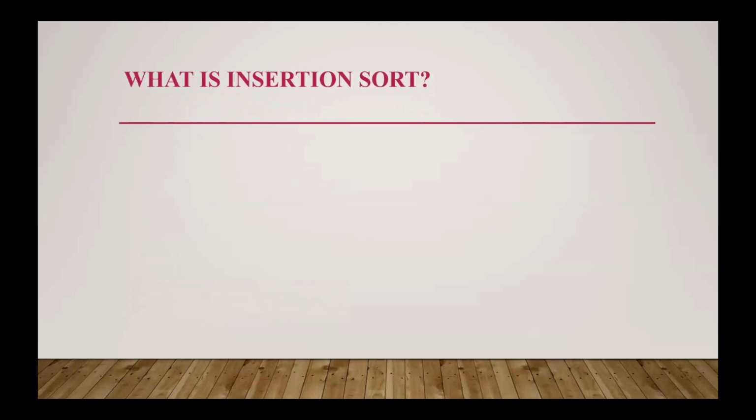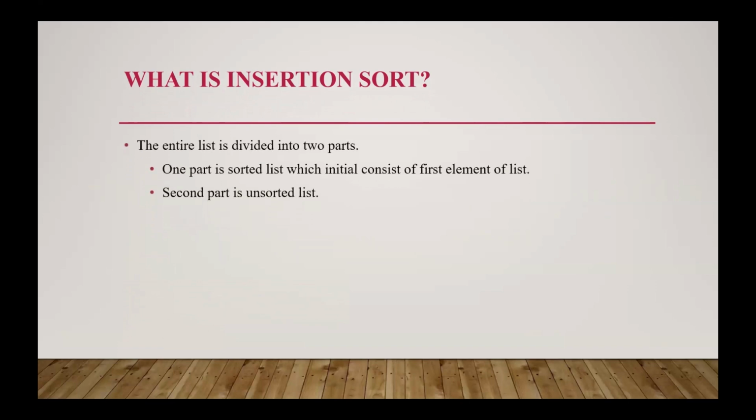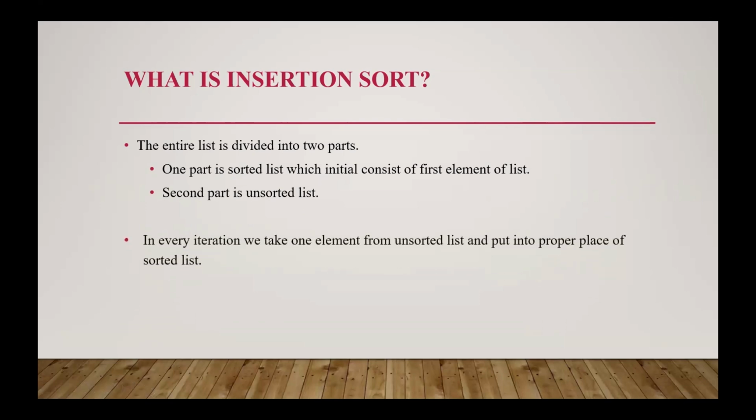So let us understand what the insertion sort is. By the name, insertion sort means the entire list is divided into two parts. The first part we consider as a sorted list, in which initially we store the first element of the list. Only one element, so we consider this a sorted one. The remaining second part is called the unsorted data. Then in each and every iteration we take one element from the unsorted data and put it into the proper place of the sorted list.